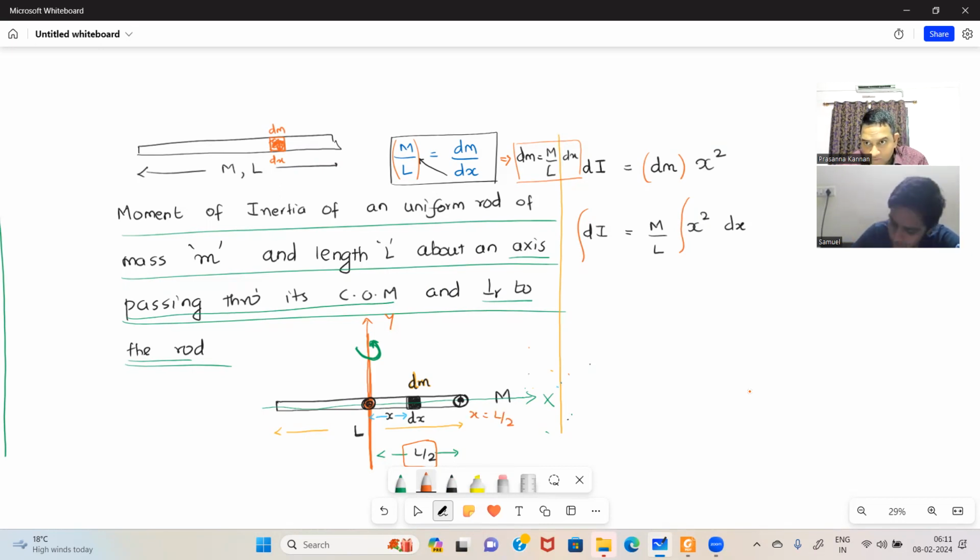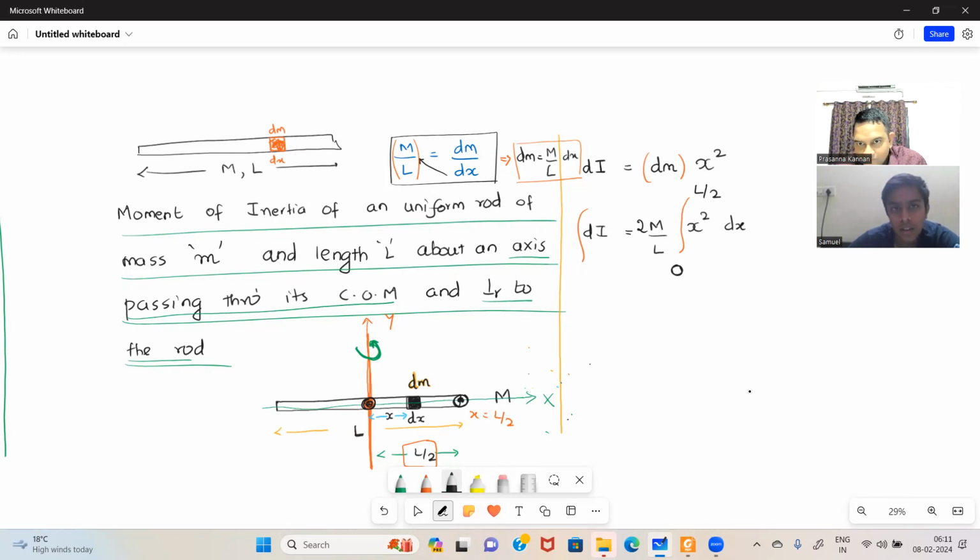Yes. So if I integrate the limits, because I need to write the limits, right? So I'm integrating from 0 to L by 2. If I do 0 to L by 2, am I getting the full rod or half the rod? Half the rod. But I need the moment of inertia for the full rod. So shall I multiply by 2 here? Yes, so that I get it for the full rod.